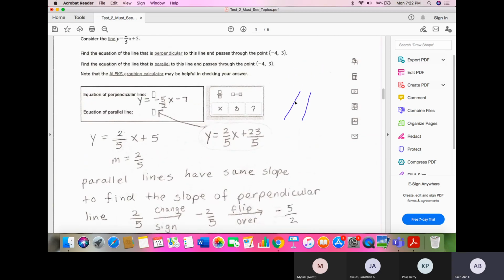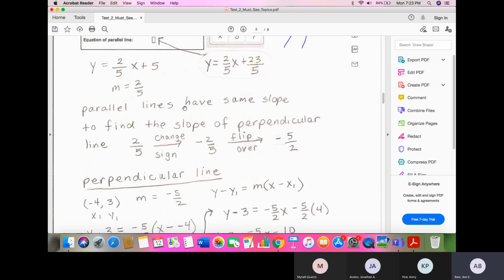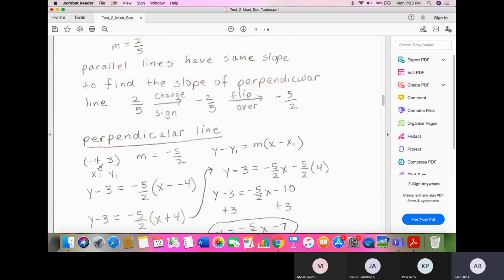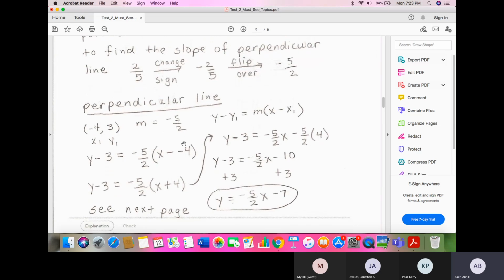And we'll call that x1, y1. So we're told up here, find the equation of the line that is perpendicular to this line and passes through the point -4, 3. So down here, I copied down that point that the line passes through, which is -4, 3. I labeled that as x1, y1. We know that our slope, which is m, equals -5/2. So it's just a matter of plugging in at this point.